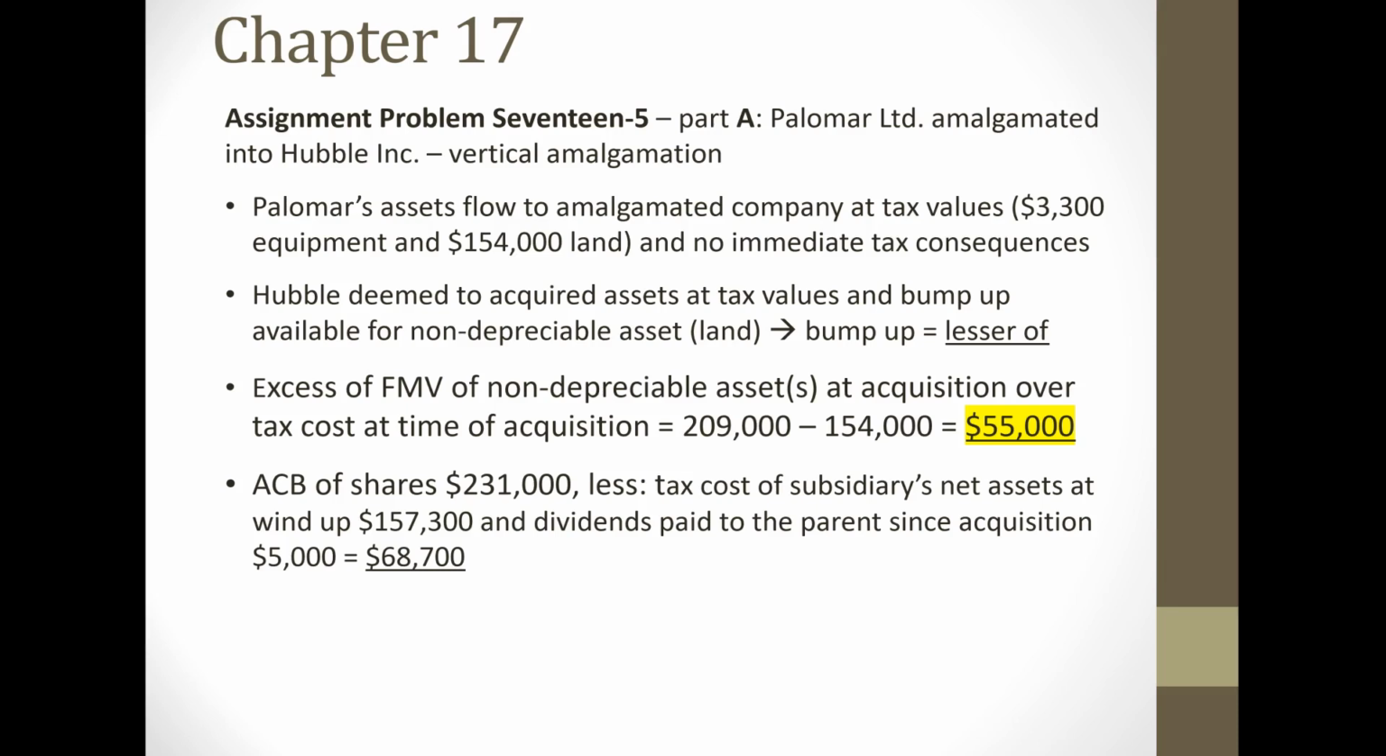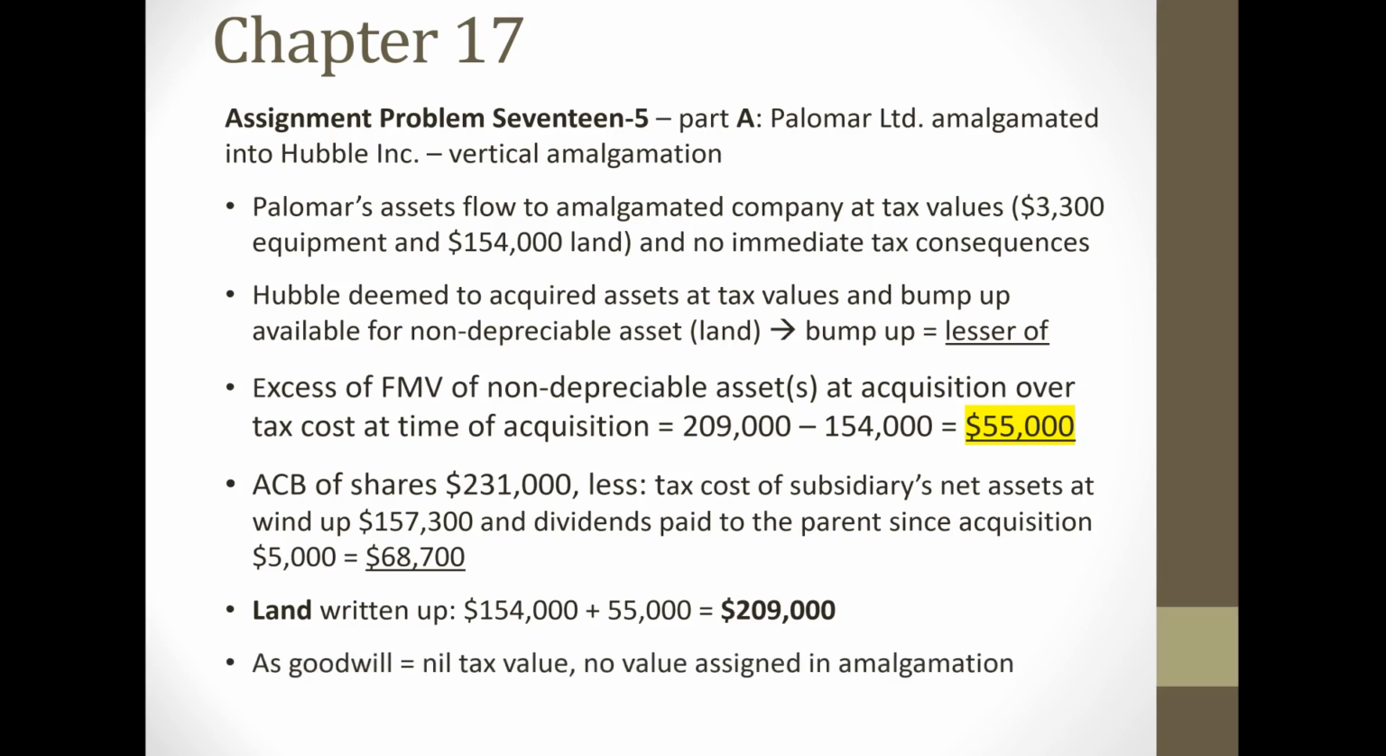So that means we can bump up the non-depreciable asset, which is just the land, by $55,000. So the cost of the land that will be held by Hubble will be $209,000. Now the goodwill once again has a nil tax value, so we don't have to assign any value to the goodwill in this amalgamation. So that's a summary of the vertical amalgamation results. And once again, there's no immediate tax consequences to either Palomar or Hubble.